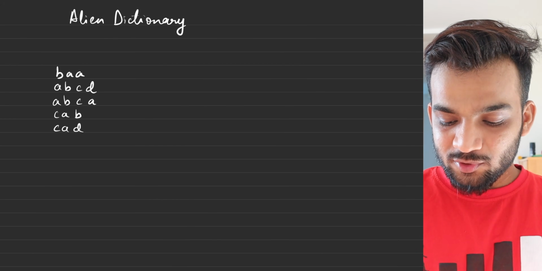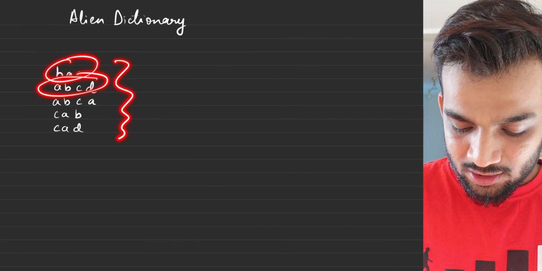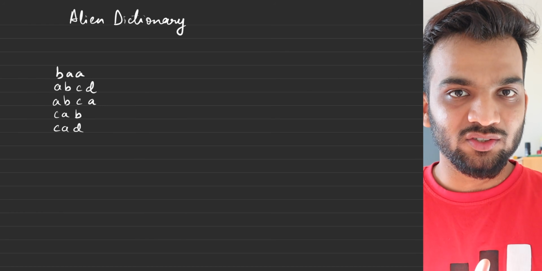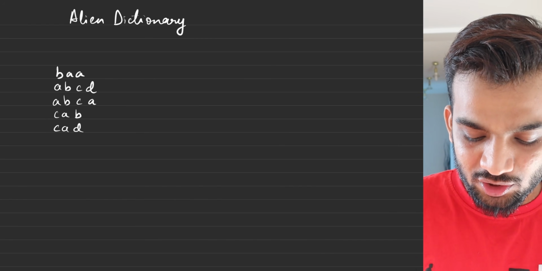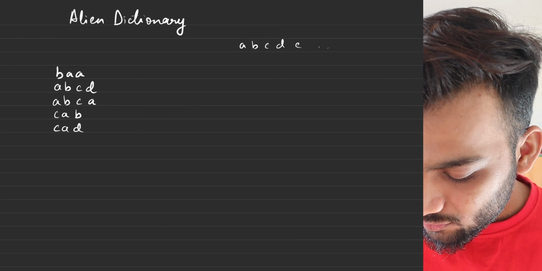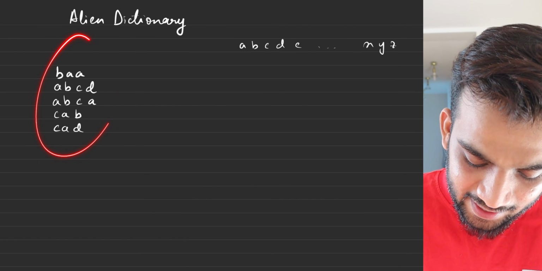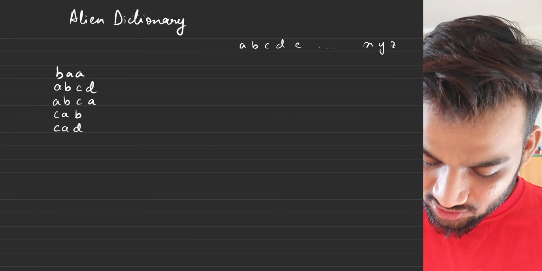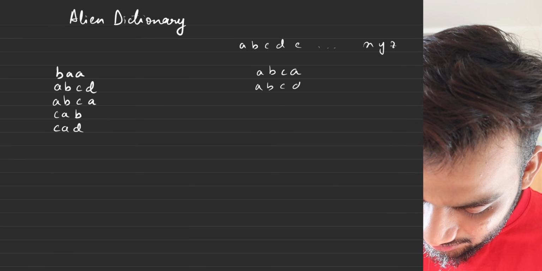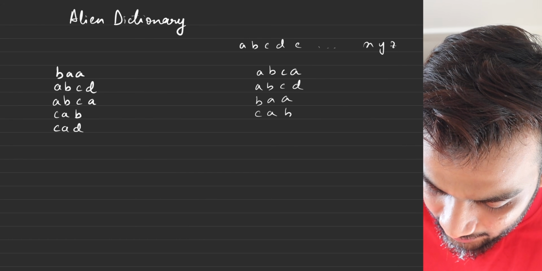So let's analyze the problem statement. Basically, it states you'll be given something like BAA, a number of strings, N strings, and you have to give me the sequence. Now, if I talk about the English dictionary, the sequence is very simple. It goes A, B, C, D, E, dot, dot, dot till X, Y, Z. And if you follow the English dictionary, these N words would have been something like this: first ABCA, then ABCD, then definitely something like BAA, then CAB, and then CAD.